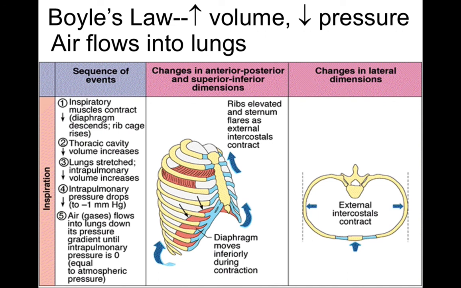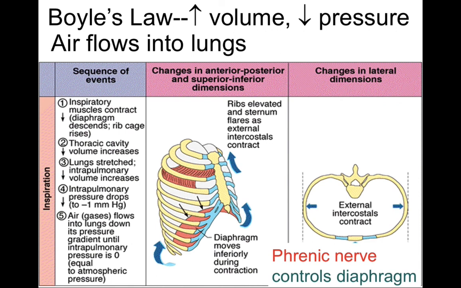Now air is going to continue to move into the lungs as long as there's a pressure gradient. So when the intrapulmonary pressure is back to zero, equal to the atmospheric pressure, that will stop flow of air into the lungs as the gradient ceases. The process of inspiration is facilitated by our external intercostals, but mostly the diaphragm. And it is the phrenic nerve that innervates the diaphragm to allow this to take place.